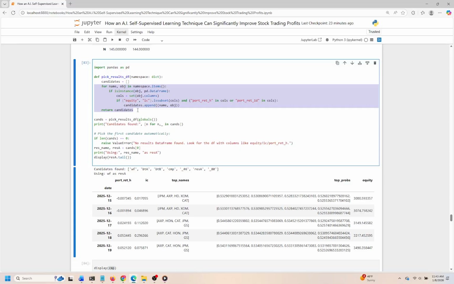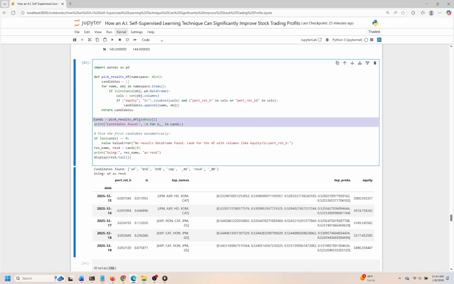Once we've compiled our candidates, the function returns them, giving us a list of data frames that meet our conditions. If no suitable candidates are found, we raise a clear error message, prompting the user to check their data. This prevents confusion and guides the user to ensure that their data frames possess the right structure.